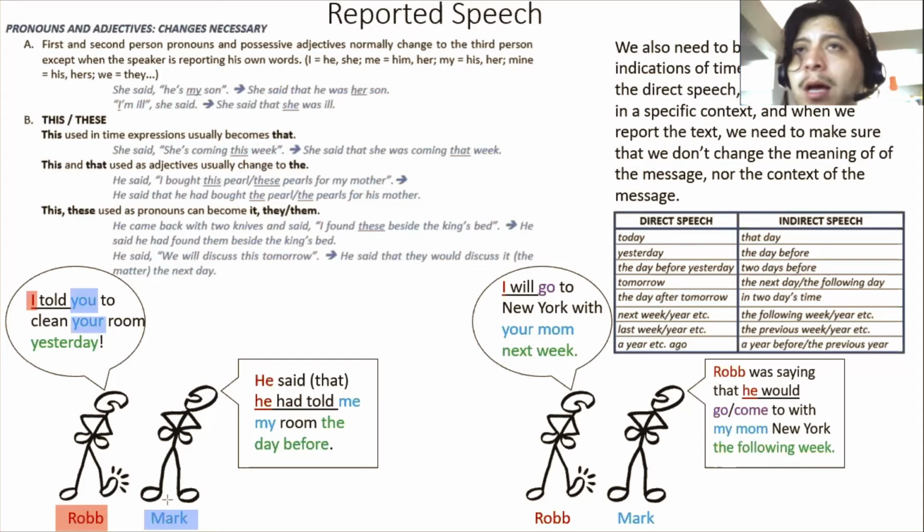And here we have a time expression. Yeah? What happens with time expressions? ¿Qué pasa con las expresiones de tiempo?